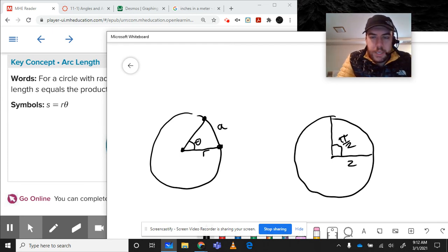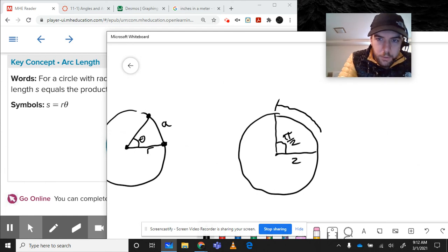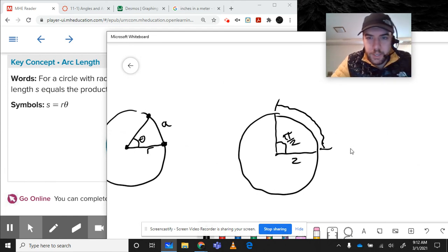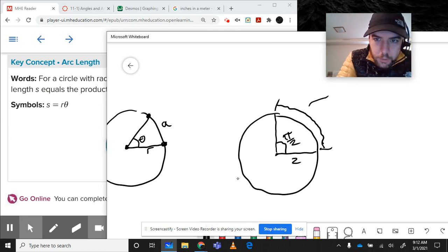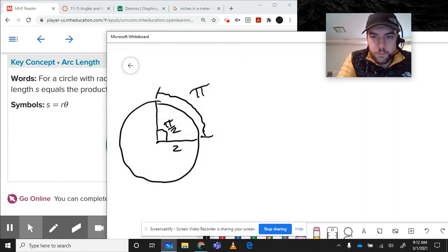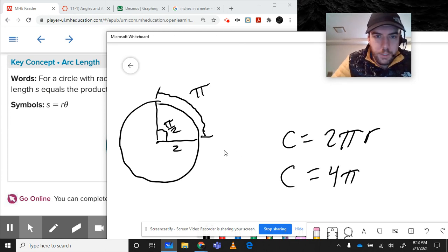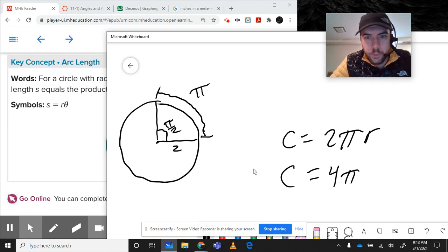Now they are saying that in order to get this arc length, all we have to do is multiply these two values together. Therefore, our arc length should be pi. Well, let's try to verify that. The circumference of a circle is 2 pi r. The radius in this particular circle is 2, so the circumference should be 4 pi. And this is a fourth of my circumference, so it's just pi. Looks good to me.